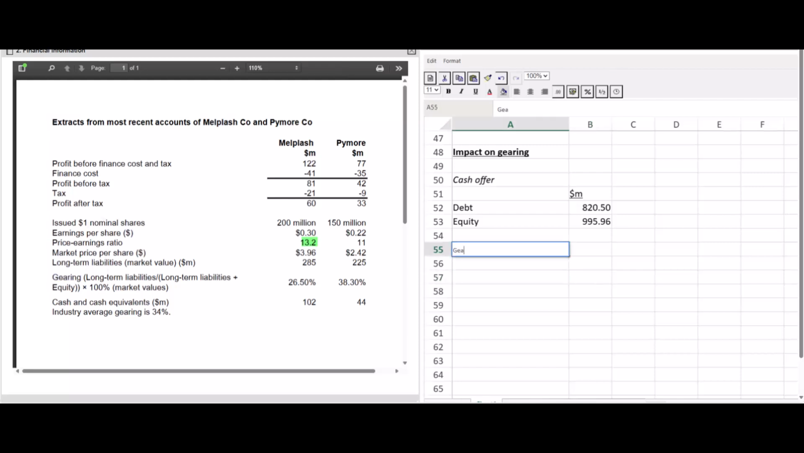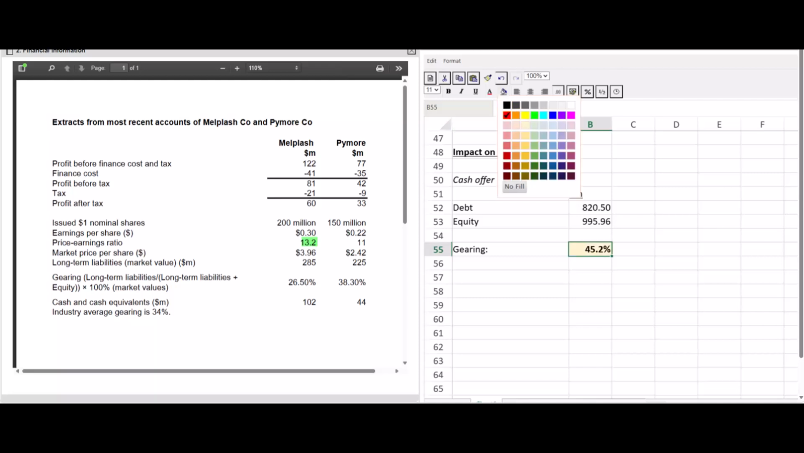So the gearing is just going to be debt, that number, divided by, and then you do need a bracket, debt plus equity. There we go. So it's debt over debt plus equity, and it comes out as 45.2%. And we'll do that as a percentage. And there we go. Okay, and again, we'll make that bold, give it a little highlight. Good stuff. And that was a mark for working out their gearing.